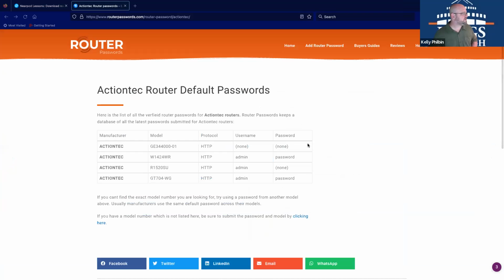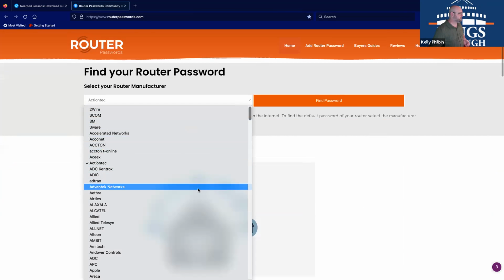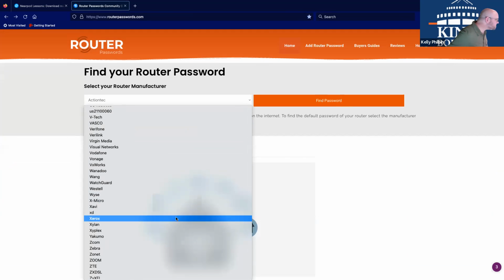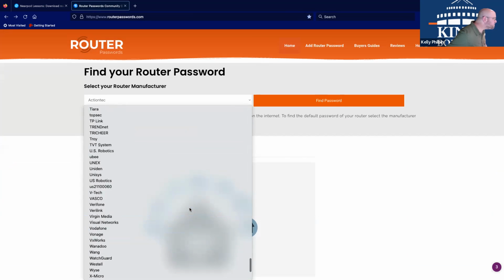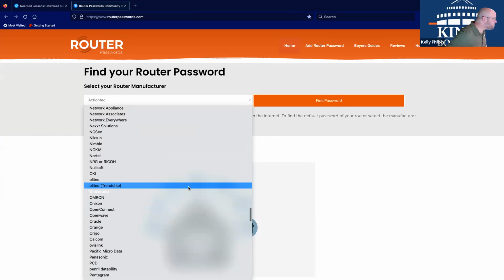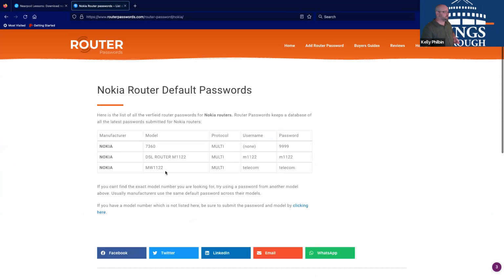Let me go ahead and throw this up here. They actually have a website just dedicated to default passwords for routers. So let's go to Xfinity here. See if they have one here. But you just find whatever router you have, and you can go with Nokia. Run a search, and it will tell you the brands of Nokia or the models, and then it will tell you the protocols they operate off of, the generic username, and the generic password for each of the routers. You can look this up for any router.